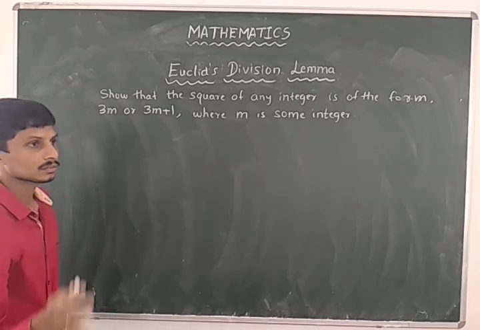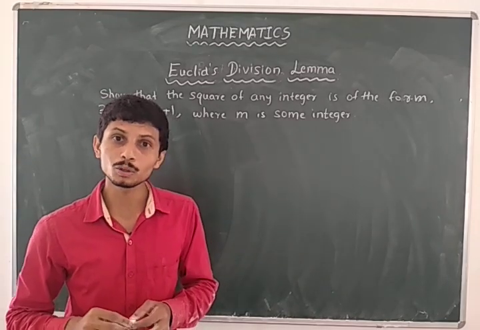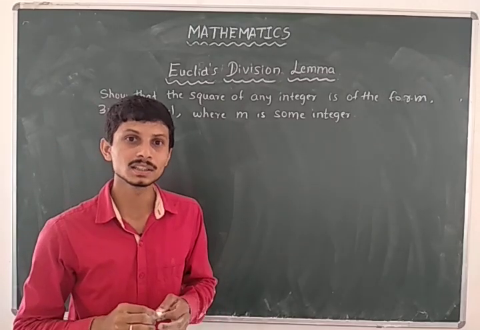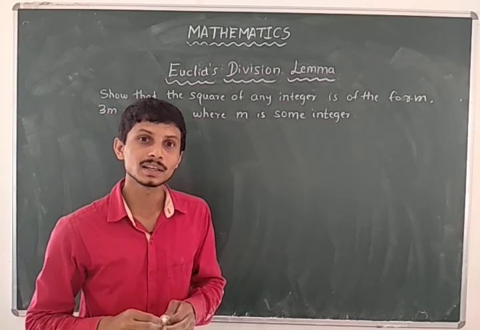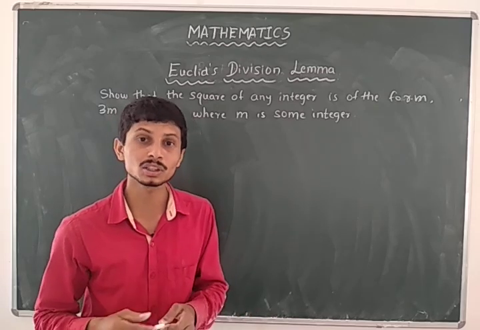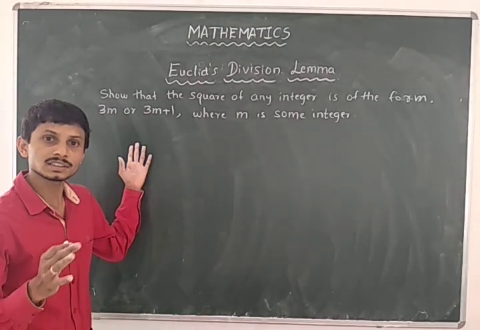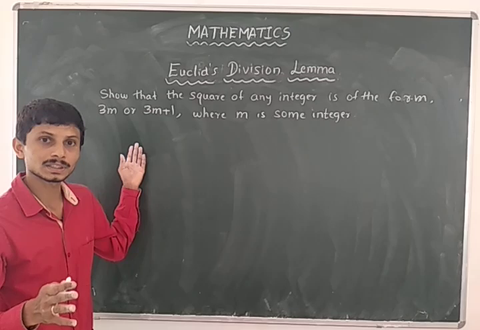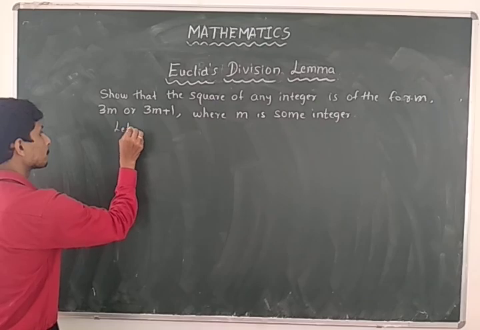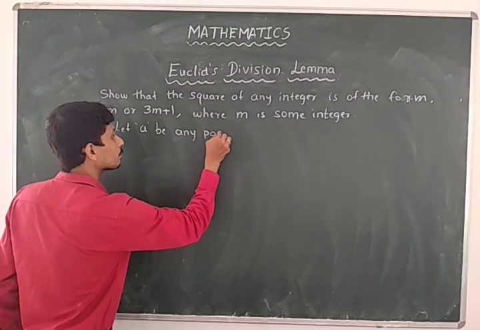So what is Euclid's division lemma? If a and b are any two positive integers, there exist unique integers q and r which must satisfy the condition a is equal to bq plus r, where r is greater than or equal to 0 and less than b. So just take a number from the integer set. Let a be any positive integer.